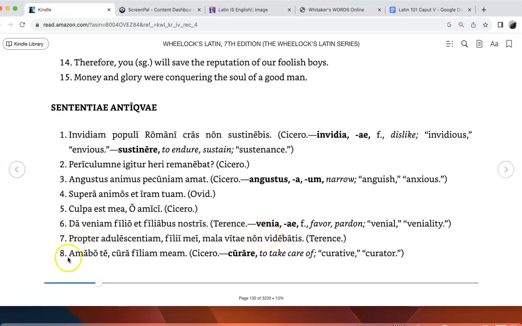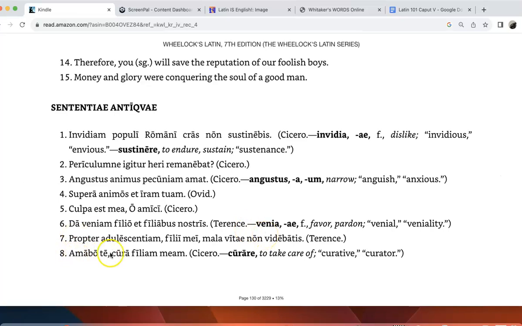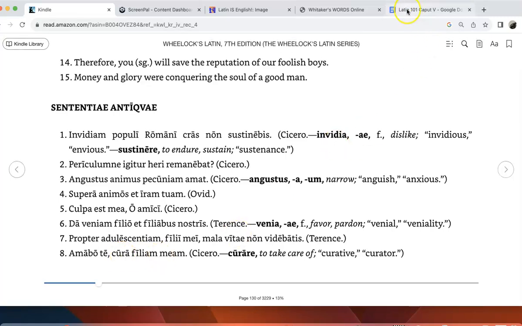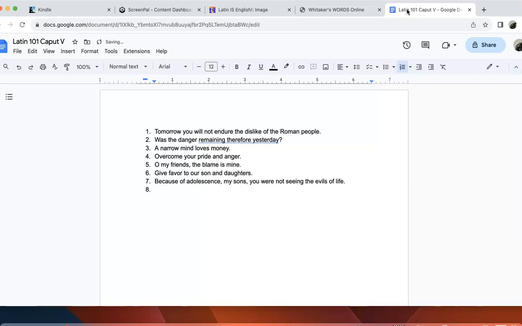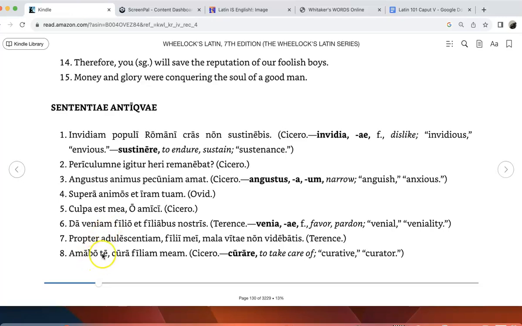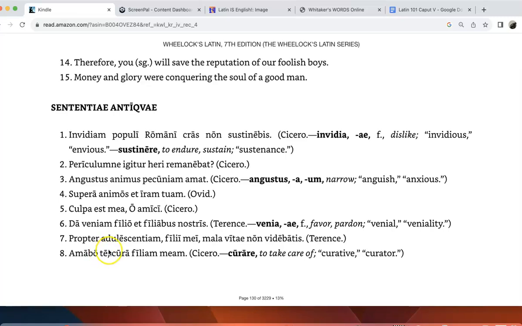All right, so octo, amibote. Remember, amibote means please. We had that in the previous chapter. Please take care of my daughter. So let me write that out here. So please take care of my daughter. So amibote literally means I will love you, but it's translated idiomatically as please. And so just amibote means please.